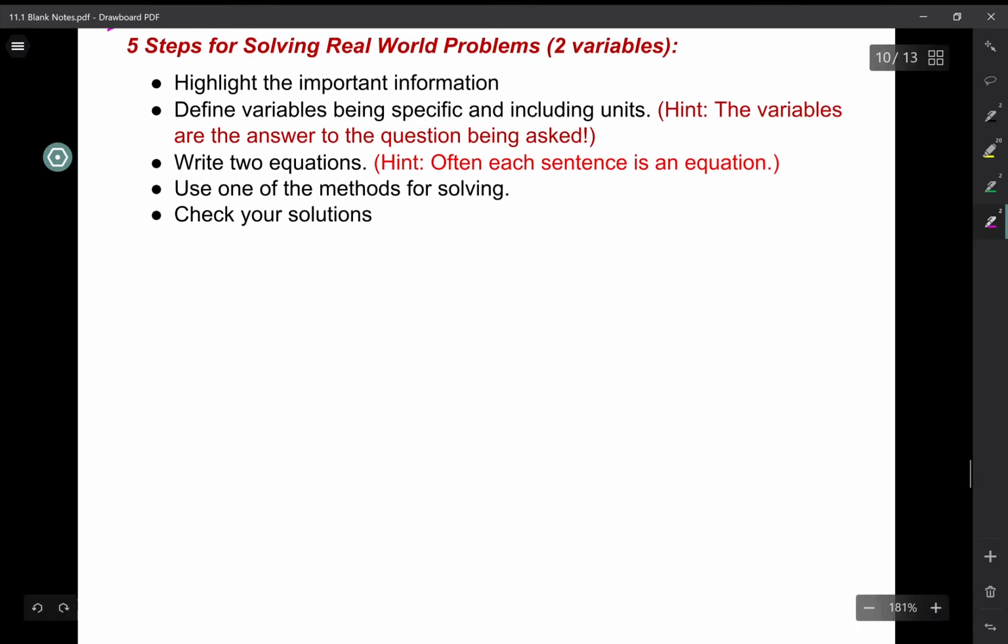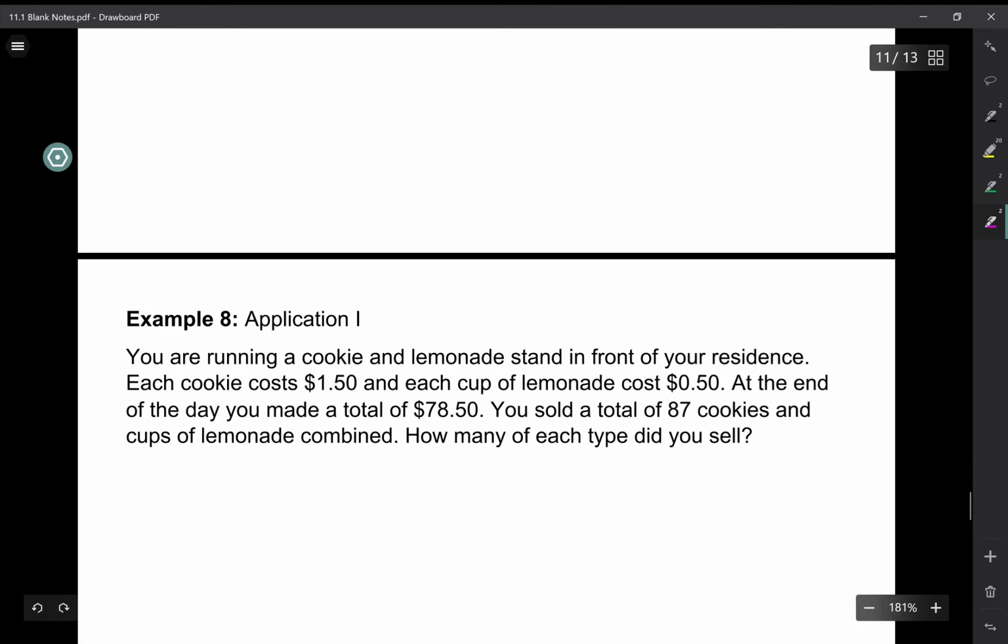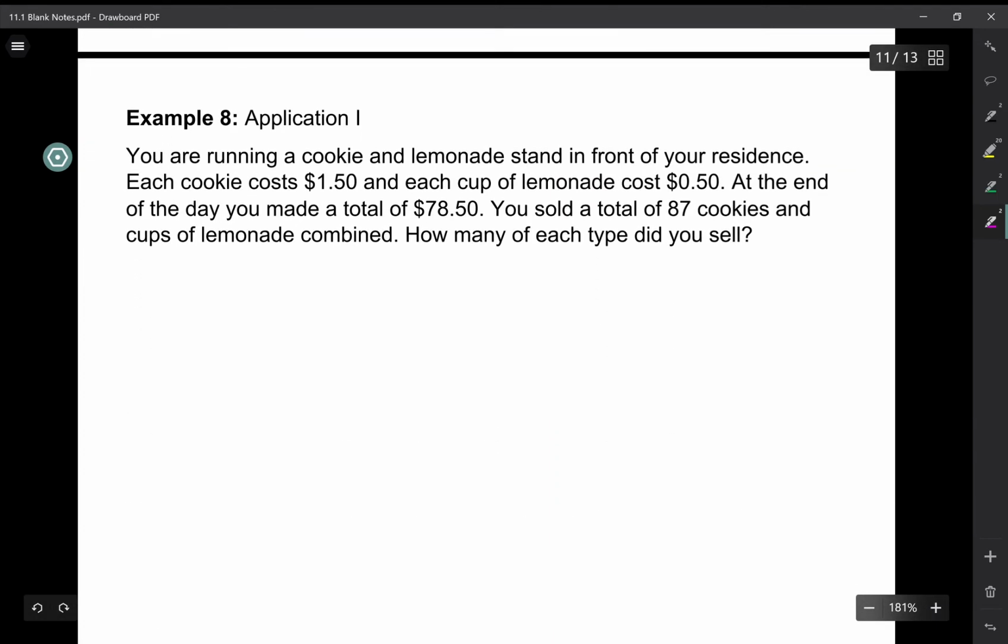All right, so let's give this a try with a problem. Problem number one. You are running a cookie and lemonade stand in front of your residence. Each cookie costs $1.50 and each cup of lemonade costs 50 cents. At the end of the day, you have made a total of $78.50. You sold a total of 87 cookies and cups of lemonade combined. How many of each type did you sell?